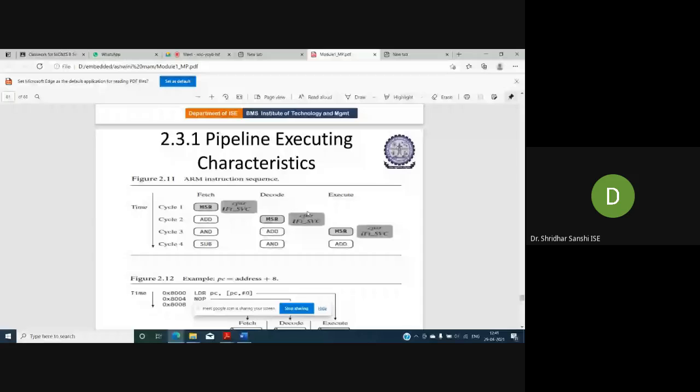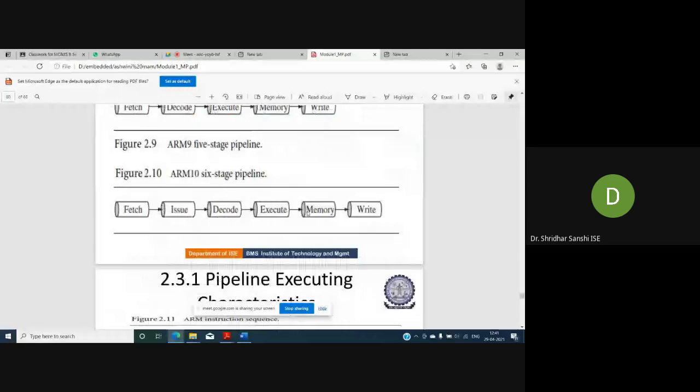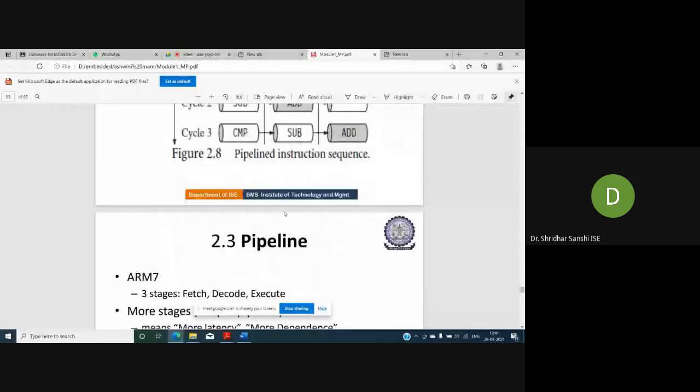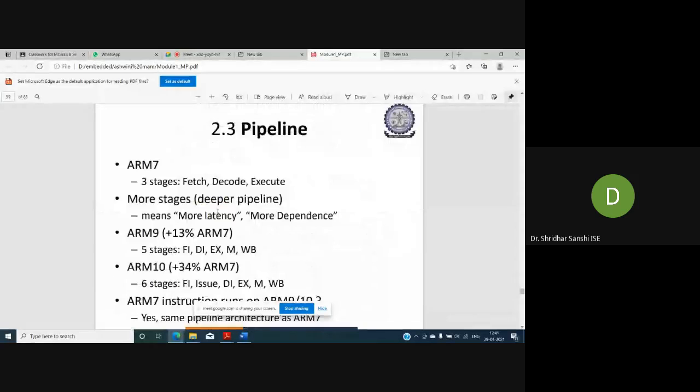Okay, you understood what the pipeline is, how it works, and what the hazards in the pipeline are, when there will be a problem if we use a pipeline. Whenever we use a pipeline, there will be more latency, and also if we have any dependencies in the instructions, this will cause some problems. So these are the two issues we need to take care of whenever we are using a pipeline.